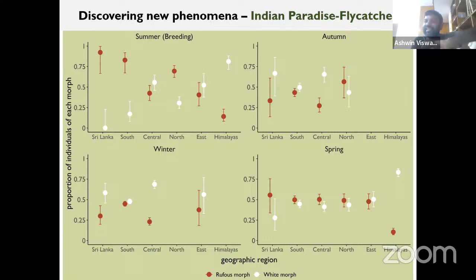So this tells us that there is something more going on. There could still be an age-related thing where the white morph birds are initially rufous at younger ages and then they become white. But what is clear is that in the south and Sri Lanka, rufous morph males never become white, because only rufous morph breeding birds are seen.